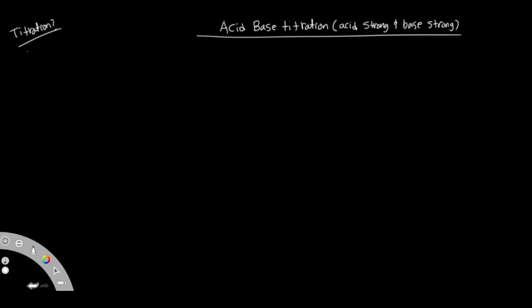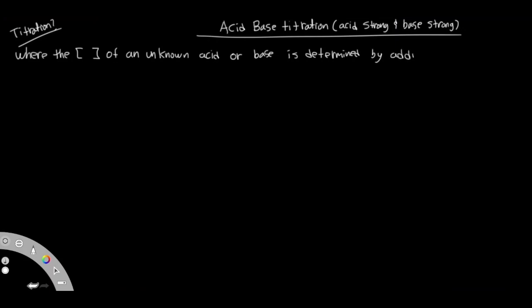Okay, what is titration? It's where the concentration of an unknown acid or base is determined, because we always have to find it out, by adding a known volume of a specific concentration of an acid or a specific concentration of a base, and then using a graph we try to figure out where is the point at which the equivalence point can be reached.